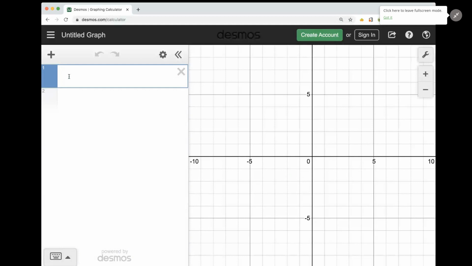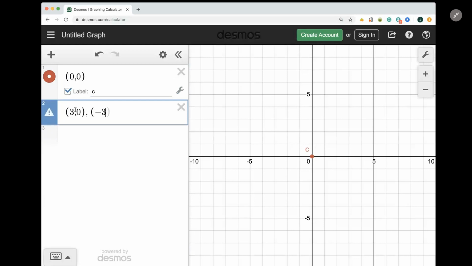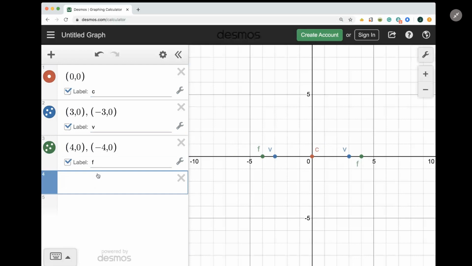so we know that we have a center at (0, 0). That is our center. We also know that we have vertices at (3, 0) and (-3, 0). Those are our vertices. We have foci at (4, 0) and (-4, 0). These are our foci. The only points that actually will fall on the curve of these points is the vertices. The foci and the center are just concepts. They don't actually fall in the curves at all.